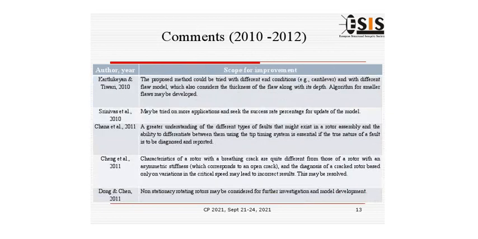My comments on these chosen literatures in terms of scope for improvement. Karthikeyan and Tiwari, 2010, the proposed method could be tried with different end conditions like cantilever and with a different flaw model as well, which also considers the thickness of the flaw along with its depth. Algorithm for smaller flaws may be developed. For Chana et al. 2011, a greater understanding of different types of faults that might exist in a rotor assembly, and the ability to differentiate between them using the tip timing system is essential if the true nature of a fault is to be diagnosed and reported.